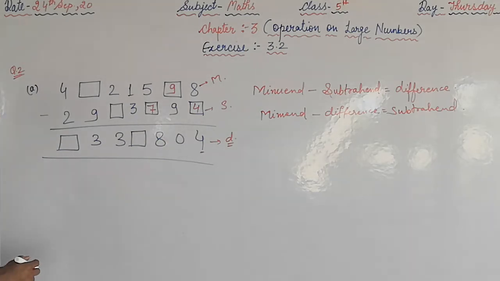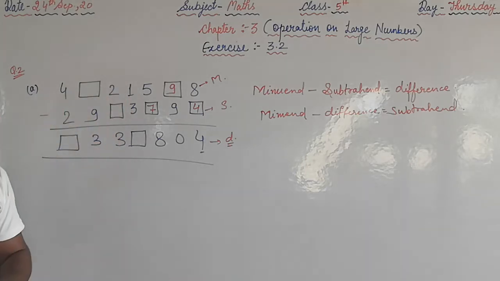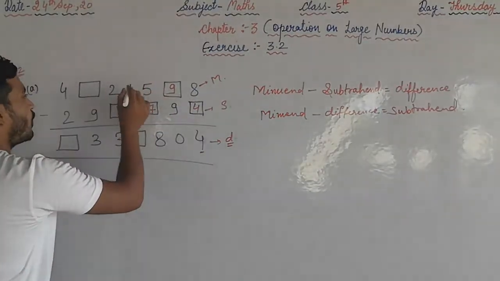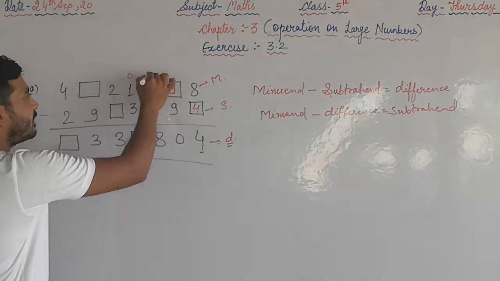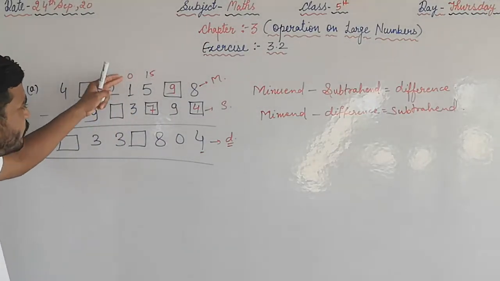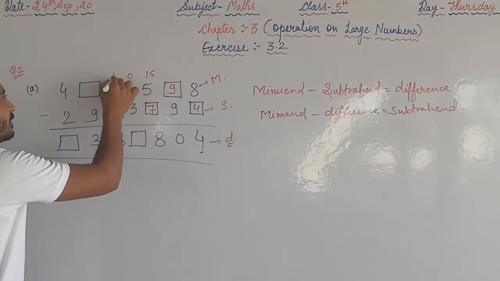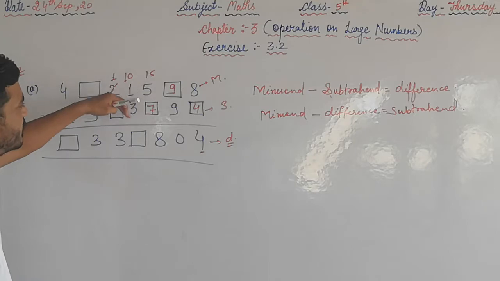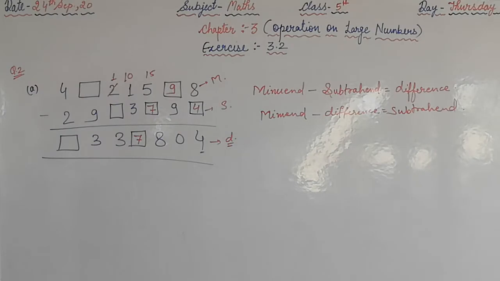Now see here, 1 minus 3. 7 is not subtracted from 5, so we have to borrow 1 from here. So here it becomes 10 and here it becomes 15. Then 15 minus 7 equals 8. In this case you have to subtract 0 minus 3. It's not possible, so we have to borrow 1 from here. So here it becomes 1 and here it becomes 10. Now subtract 3 from 10. What's the result? Here it is 7.